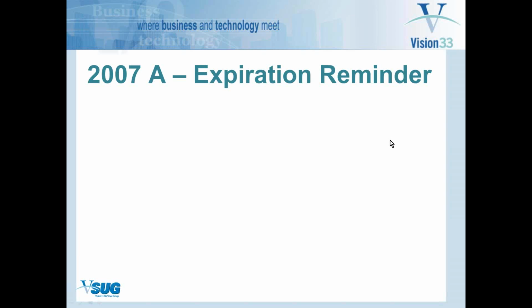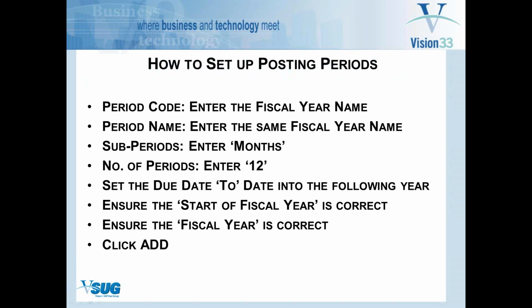Just a reminder, 2007A version has expired. It is no longer supported by SAP Business One in Germany. We will support it as your VAR, your value-added reseller, but if there are issues that need to go to SAP, they will not support that version any longer.